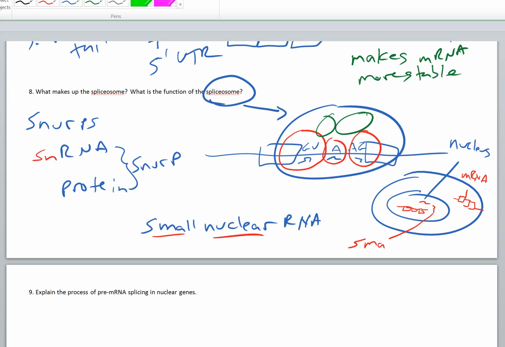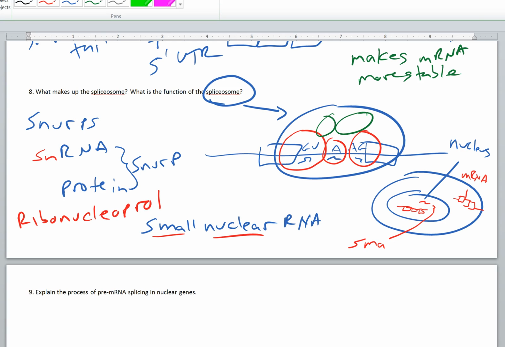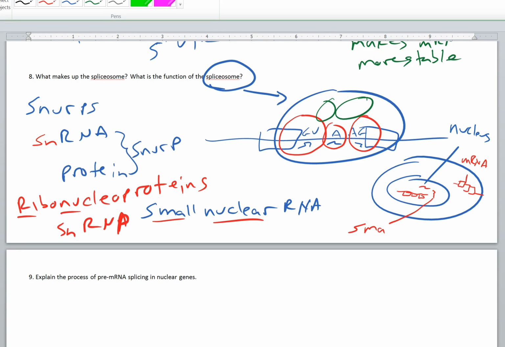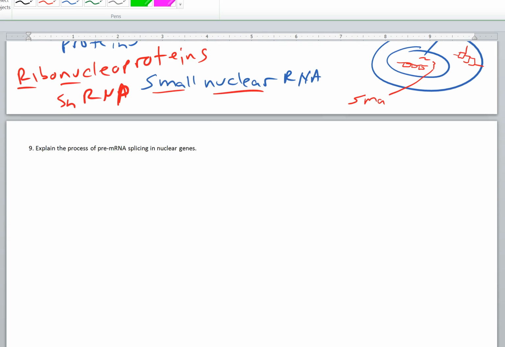So what makes up the spliceosome? SNRPs. What makes up SNRPs? Small nuclear RNA and protein. Because they're made up of RNA and protein, they're called ribonucleoprotein, an RNP. So it's abbreviated small nuclear ribonucleoprotein, a SNRP. And they make up the SNRP, which makes up the spliceosome, which splices out the intron.